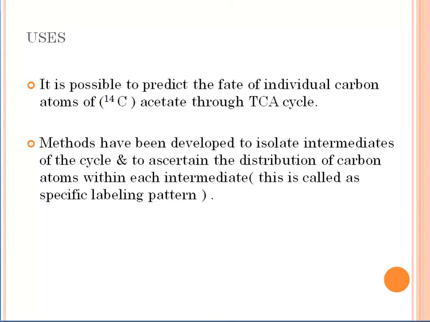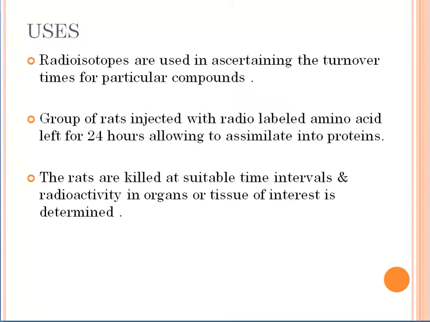It is possible to predict the fate of individual carbon atoms of acetate in the TCA cycle, the tricarboxylic acid cycle. Methods have been developed to isolate the intermediates of the cycle and to determine the distribution of carbon atoms within the intermediates. This is called a specific labeling pattern. Radioisotopes are also used to determine turnover times for a particular compound.